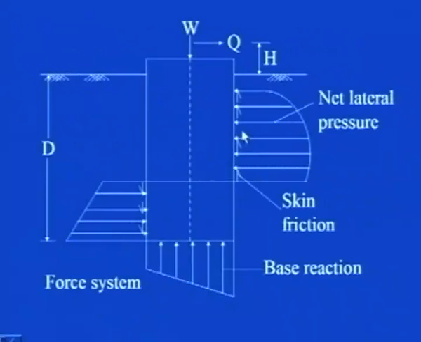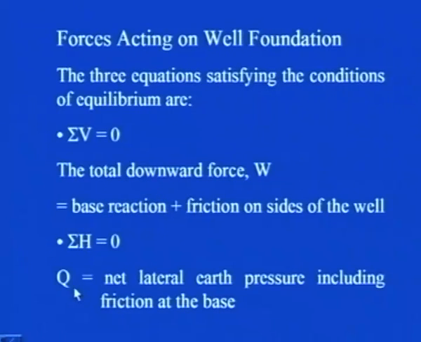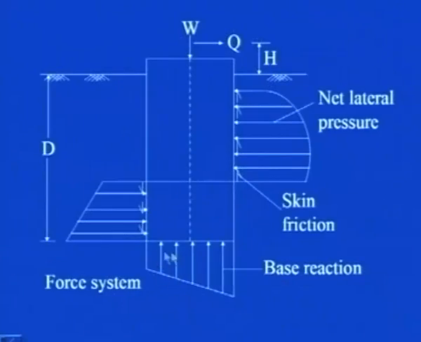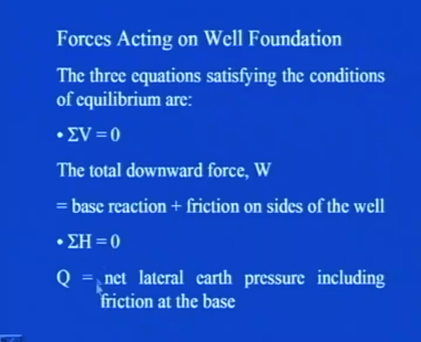You can see here in this figure that it is the horizontal force Q and then the lateral earth pressure, this side as well as this side. So, this results into Q is equal to net lateral earth pressure including friction at the base. That is, if some friction is developed here, that will also be acting in horizontal direction. So, that has to be taken into account while you consider summation H is equal to 0.